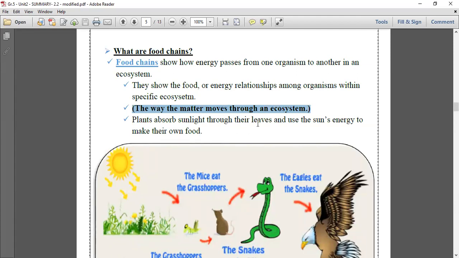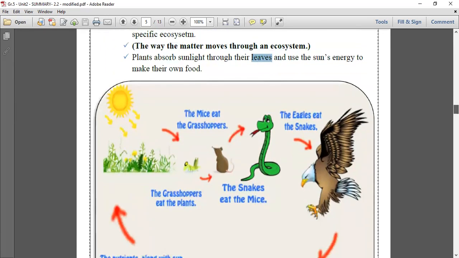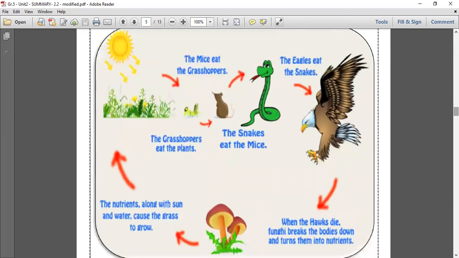Plants absorb sunlight through their leaves and use the sun's energy to make their own food. Do you remember the process of photosynthesis? That's what happens. So look at this diagram right here. This is like a simplified food chain. It starts with the sun as the main source of energy on our planet Earth. Then the grass uses the energy from sunlight to make its own food. Then the grasshoppers eat plants, and the mice eat grasshoppers, while the snakes eat the mice. Then the eagles eat snakes.